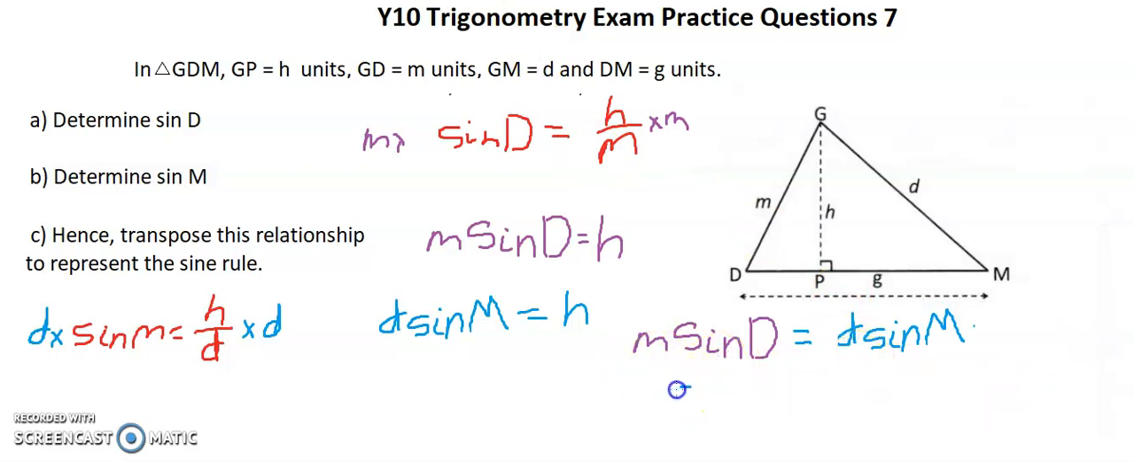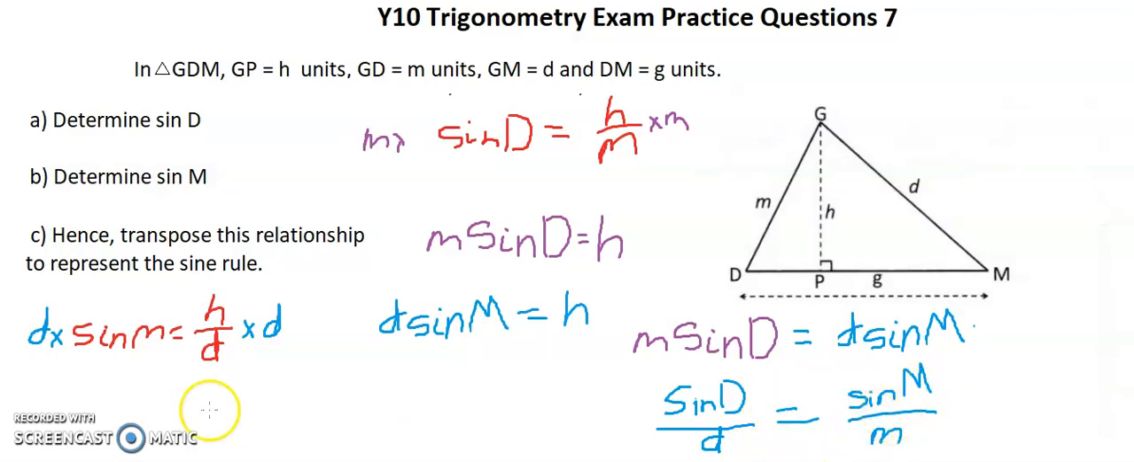If I do that, if I divide this side by M, it cancels. And if then I divide it by D. Likewise, if I divide this side by D, it cancels, leaving just sine M. And I'm still dividing it by M. So that gives me our relationship. Sine D divided by D is equal to sine M divided by M, which is our sine rule.